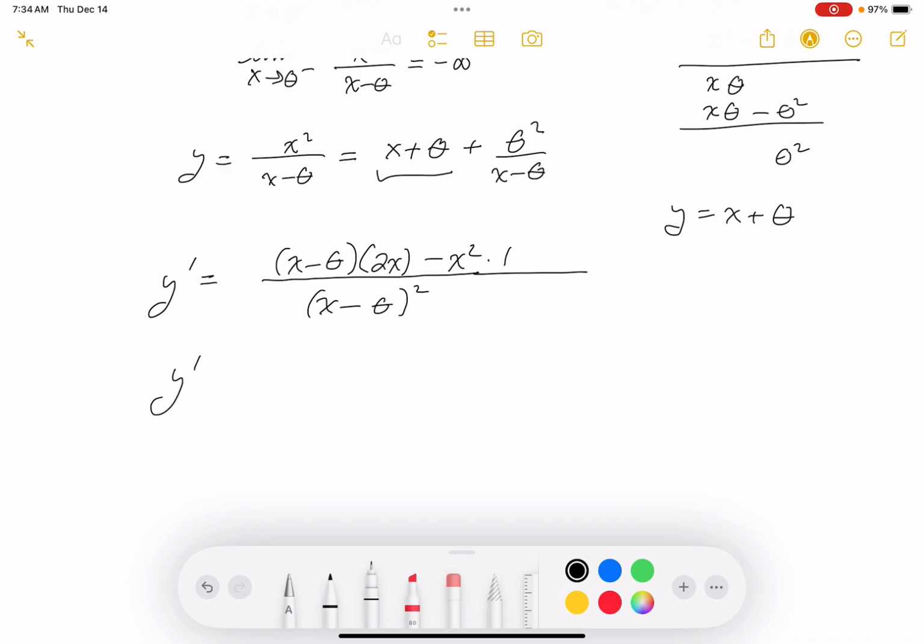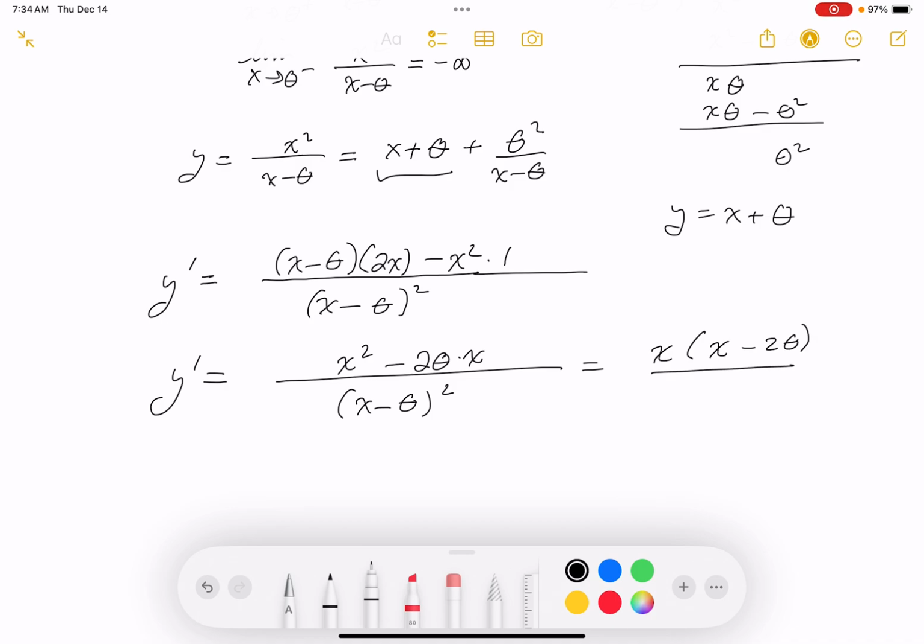Let's just simplify this. You get x minus theta on the bottom. What do you get on top? We get 2x squared minus x squared, which is x squared, minus 2 theta times x. I'm going to factor the top. x comes out. And what do you get over there? You get x minus 2 theta over x minus theta squared.